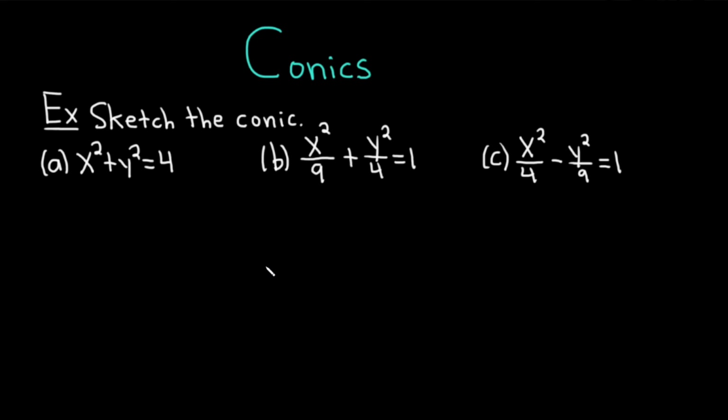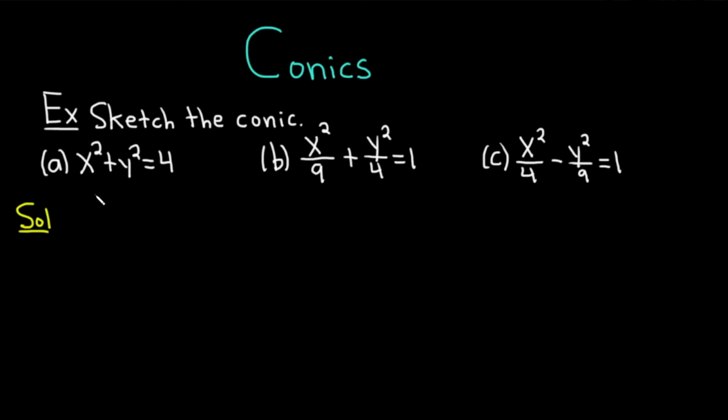In this video, we're going to discuss conics. Our example is to sketch the conic, and we have three parts, A, B, and C. So we're going to go through each part very carefully and sketch each of these conics. Let's do part A first. We have x squared plus y squared equals 4. Solution.